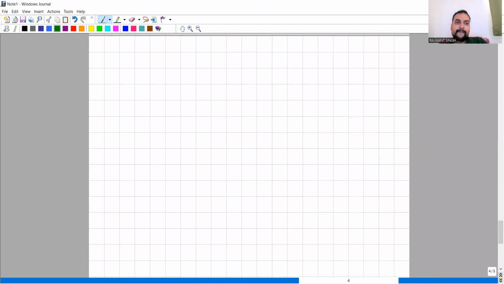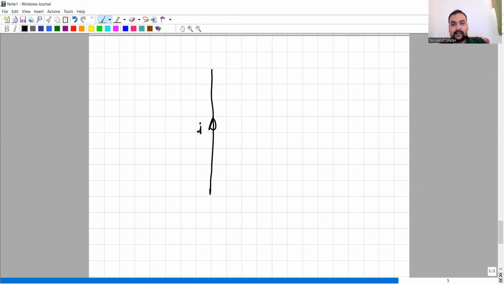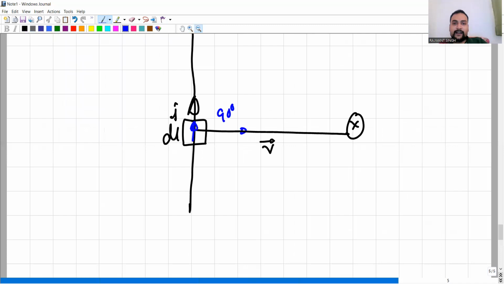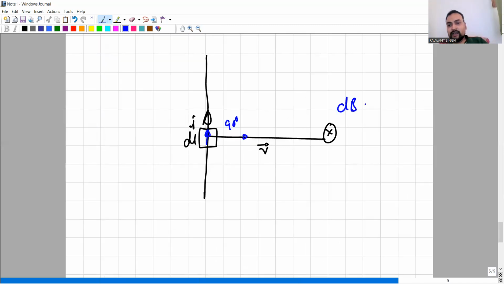Understand this very carefully. Let's say this is the current conductor and this is the point P. You are taking a small dl current element, and this is the position vector of the point P with respect to dl. Here the angle between the dl vector and r is 90 degrees. That means the magnetic field is proportional to the sine of 90 degrees. That will be the maximum magnetic field.